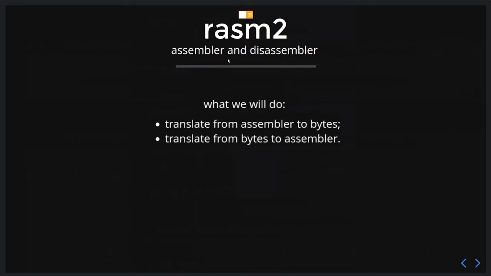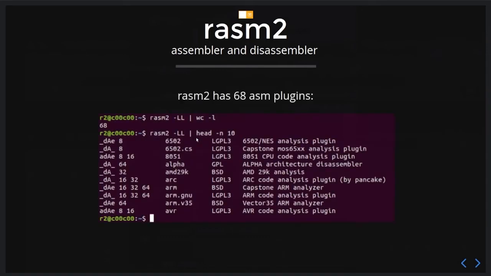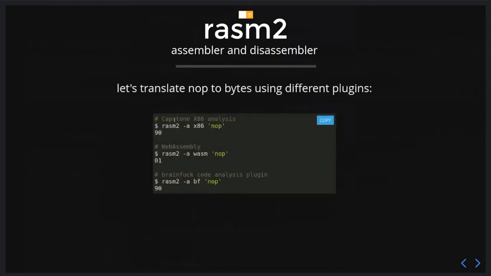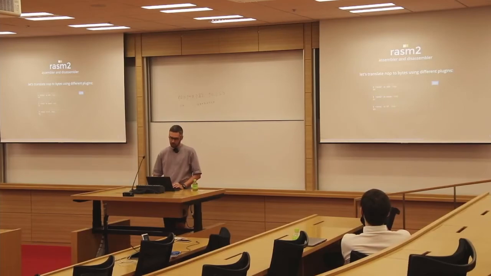rasm2, assembler and disassembler. What we will do, we will translate from assembler to bytes and translate from bytes to assembler. rasm2 has 68 asm plugins. You can check by big L, double L, for many architectures. So it's a very simple tool.